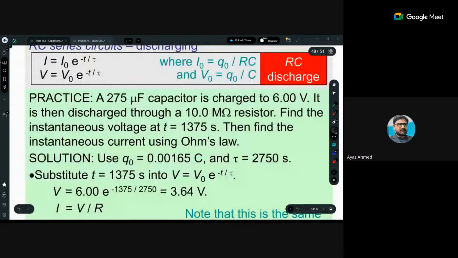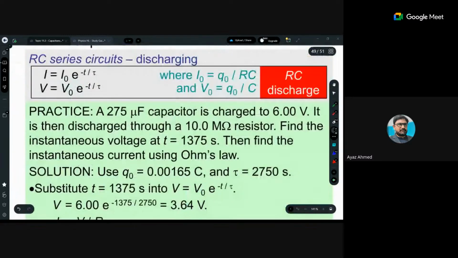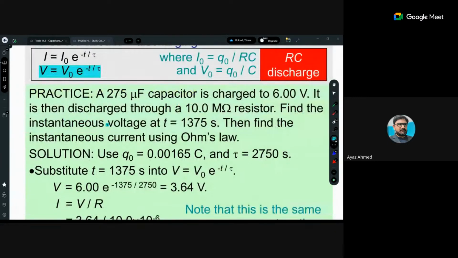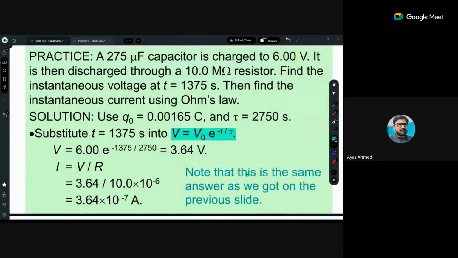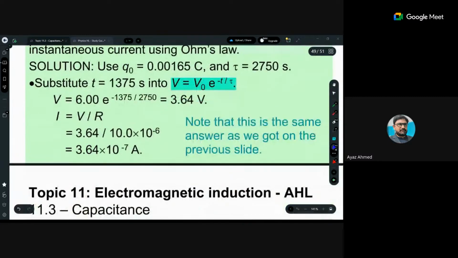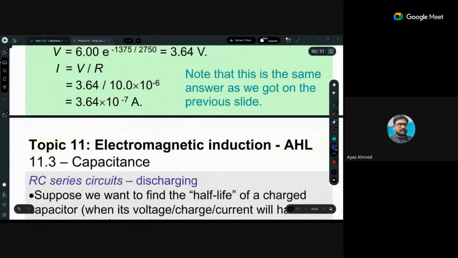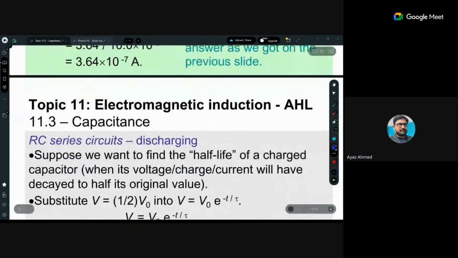That was also the same in the case of voltages. If we want to use the equation of voltage, V is equal to V naught e power minus t divided by RC. It is again very simple to understand that V is equal to V naught into e to the power minus t by RC. Note that this is the same answer as we got on the previous slide. We have calculated that.